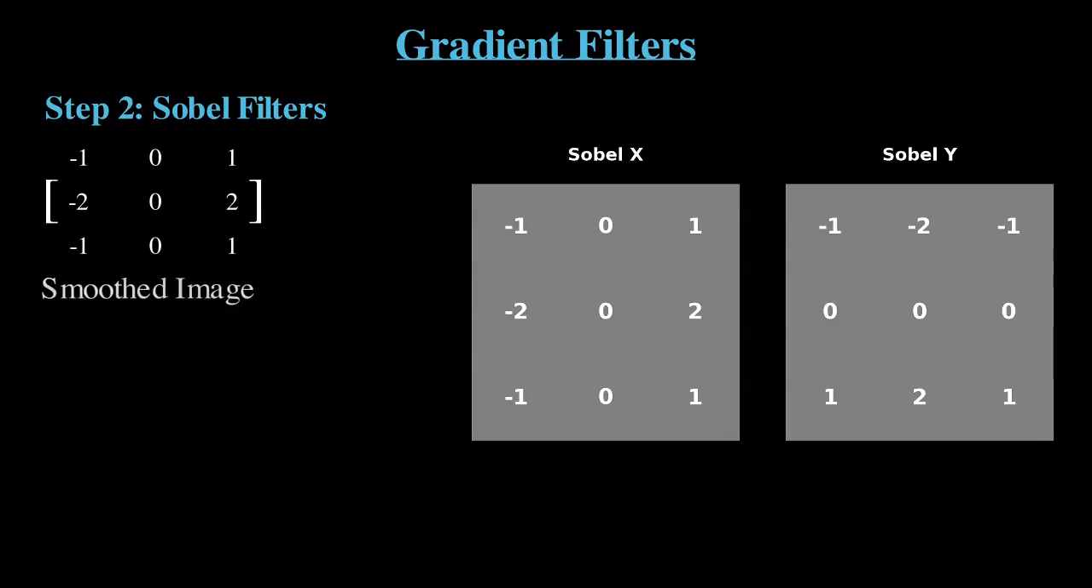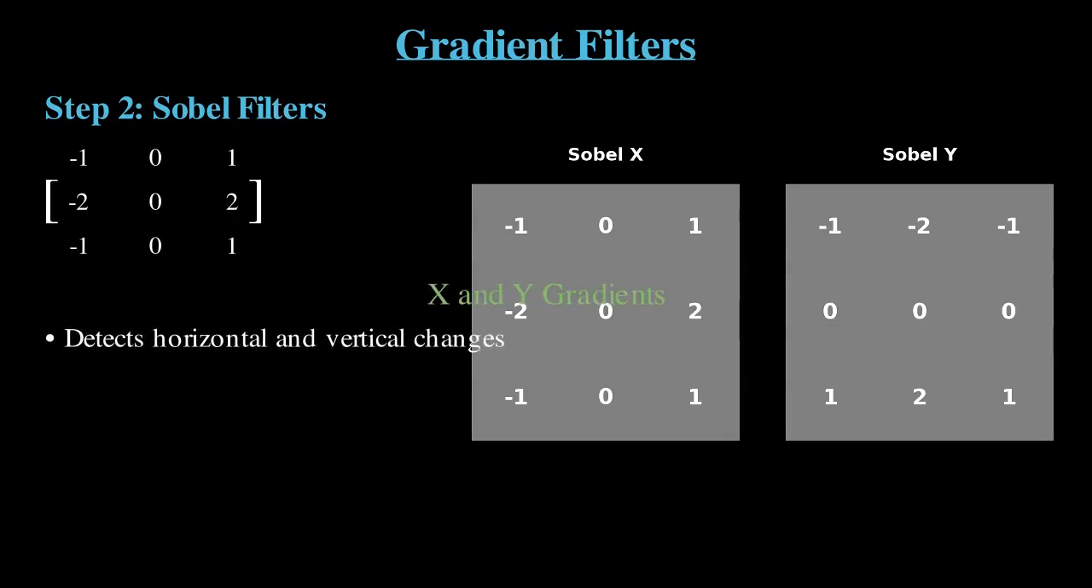Once the image is smoothed, we apply gradient filters, typically the Sobel operators. These are small matrices designed to detect changes in specific directions. By convolving the image with a horizontal Sobel filter and a vertical Sobel filter, we extract the horizontal and vertical intensity gradients. These gradients tell us exactly where the image intensity is shifting.